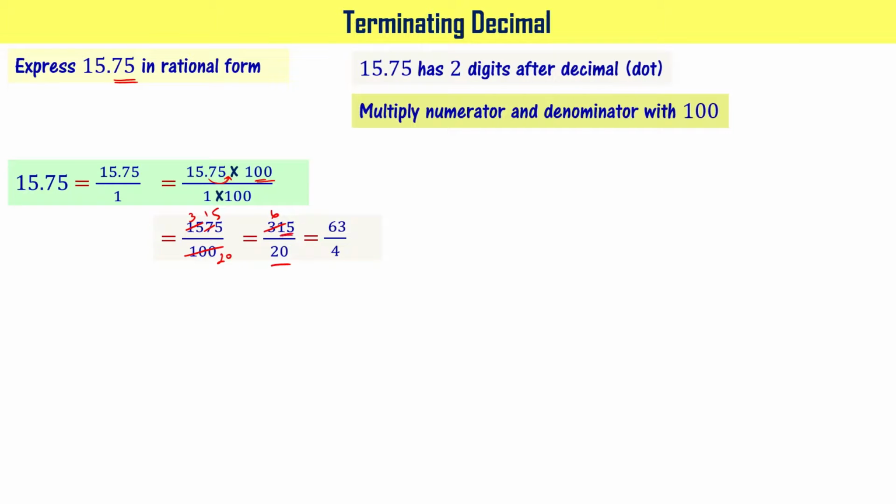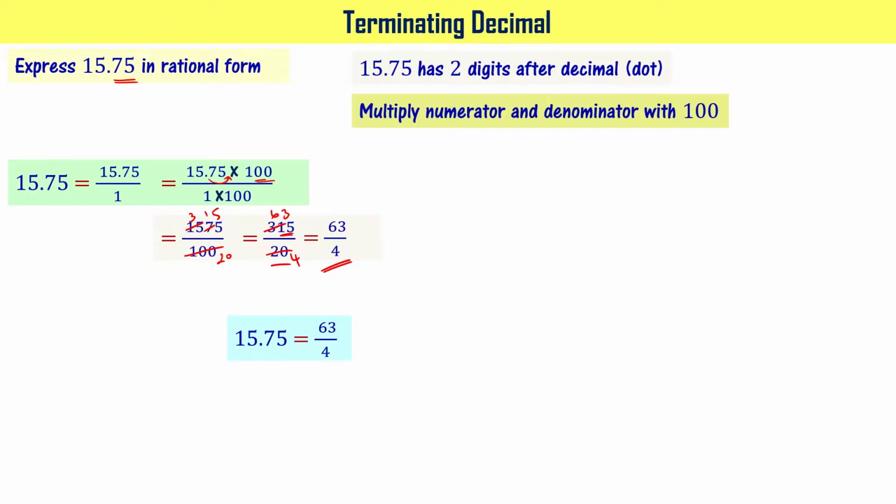It means it is 15 3 times, and this is 4 times. 63 by 4. So now, 63 by 4 have no common factor. The only common factor you have is number 1, right? That's why we can say that 63 by 4 is the simplest form of this number 15.75 in the rational form. So let me write 15.75 equal to 63 by 4.